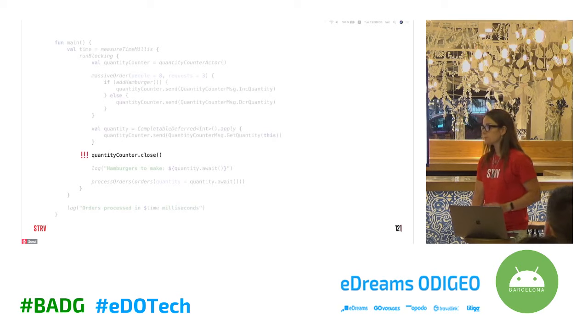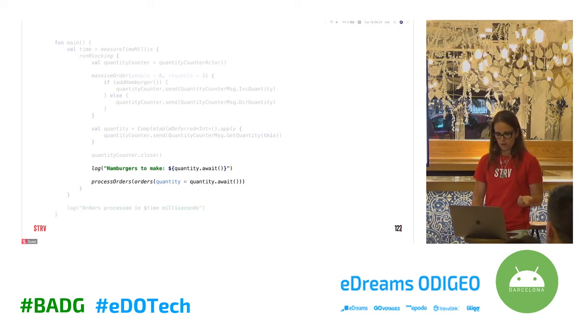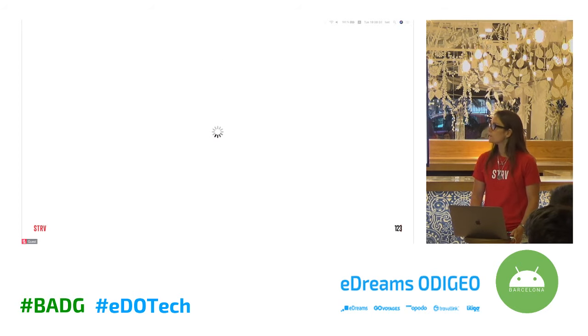And what is important is that an actor has to be closed every time, no matter if it's created through its constructor or through actor coroutine builders. That's a really important difference between the produce coroutine builder creating a receive channel and the actor coroutine builder creating an actor. At the end, we just log how many hamburgers we are going to make, and we process orders the same way we have seen before. And let's run it.